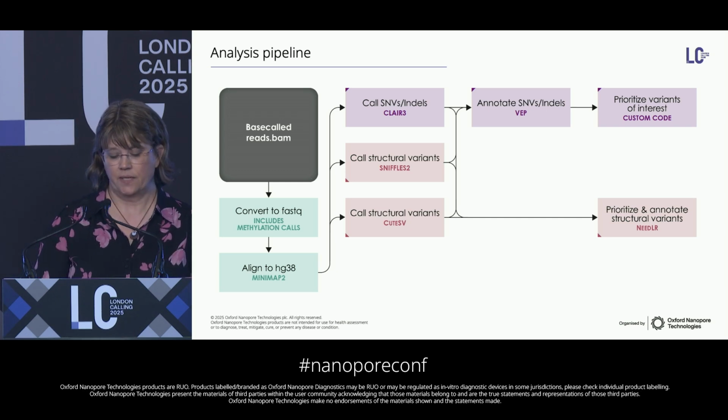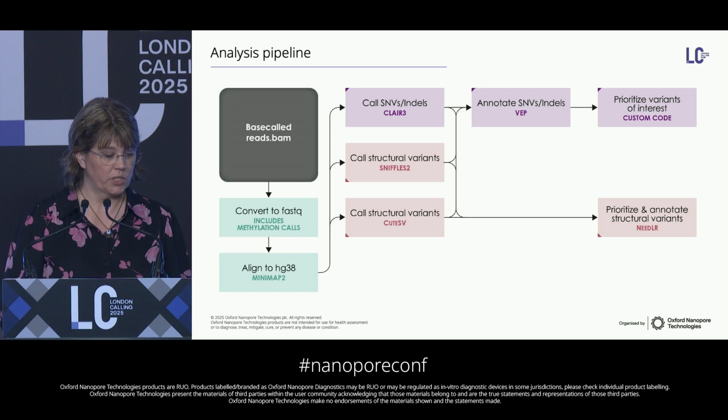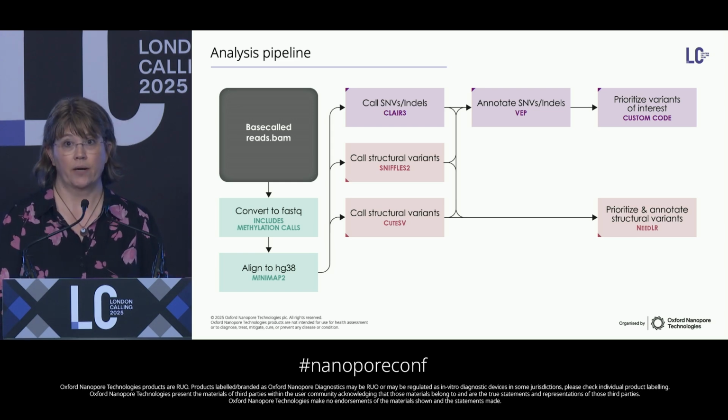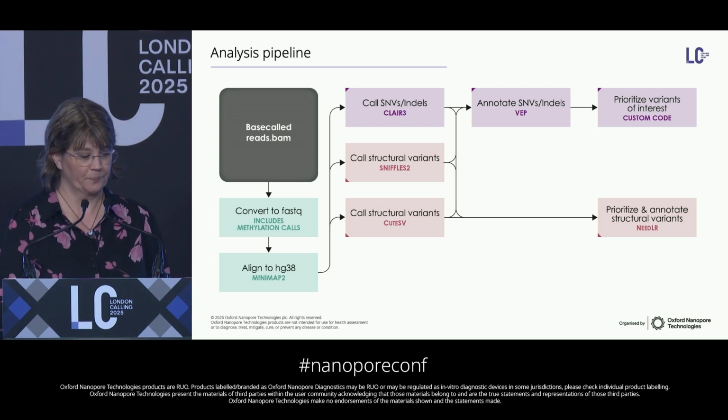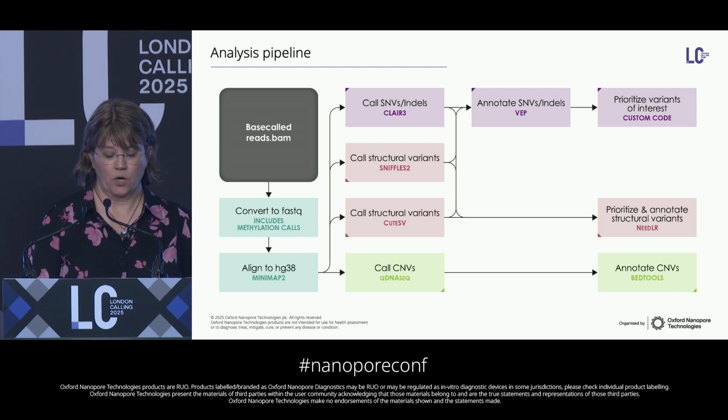Sniffles and cuteSV are both used to call structural variants, which are later annotated and prioritized using Nepsilon. We also run QDNAseq for copy number variant detection, followed by annotation with bedtools.